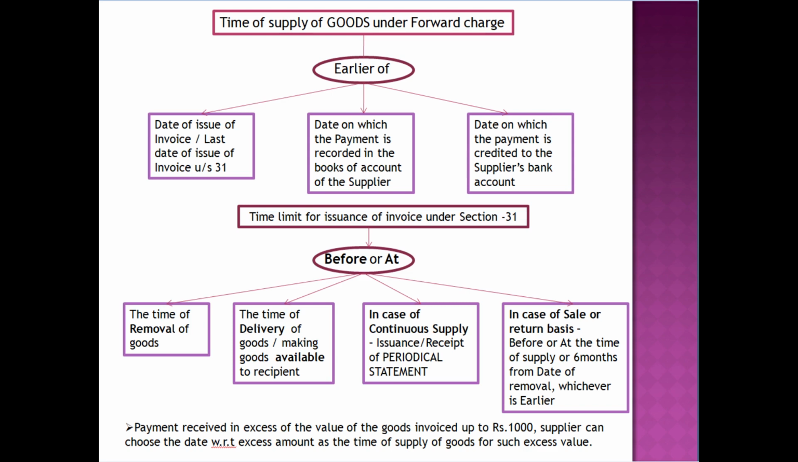And here is a point: if we receive payment from the customer in excess of the amount in the invoice, up to 1000 rupees only, and if you receive more than 1000, the provision shall not be applied, then the supplier can choose the date as the time of supply for only such excess value.